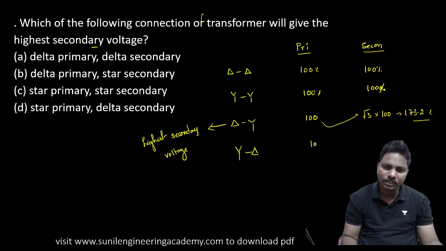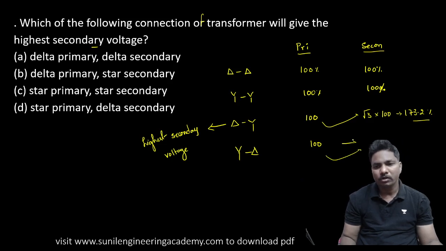If the star is 100, coming to the delta, whatever value is given is the line value, so convert it into a phase value.